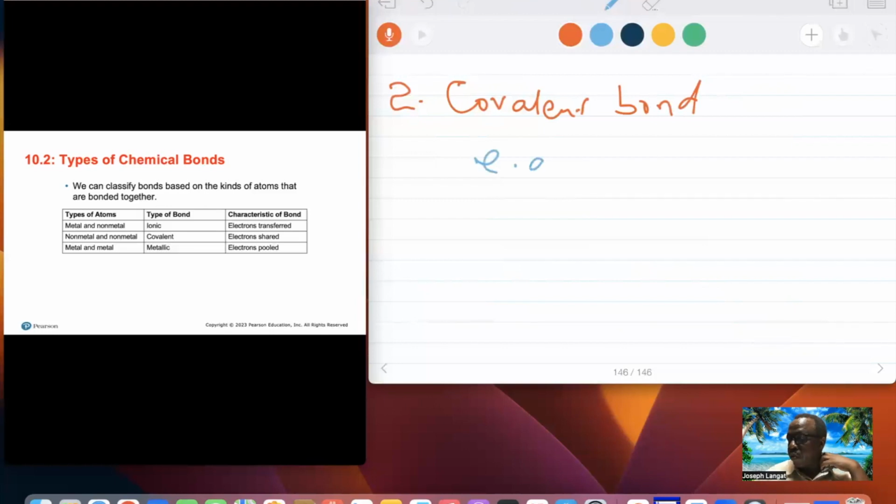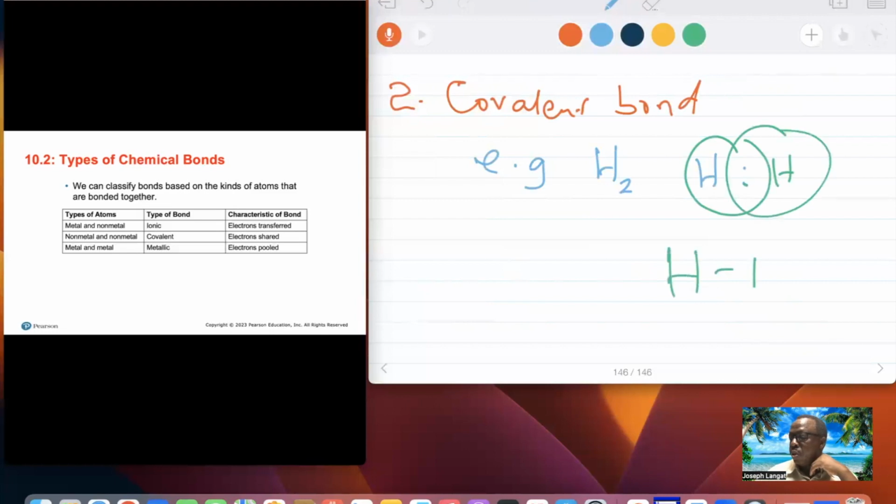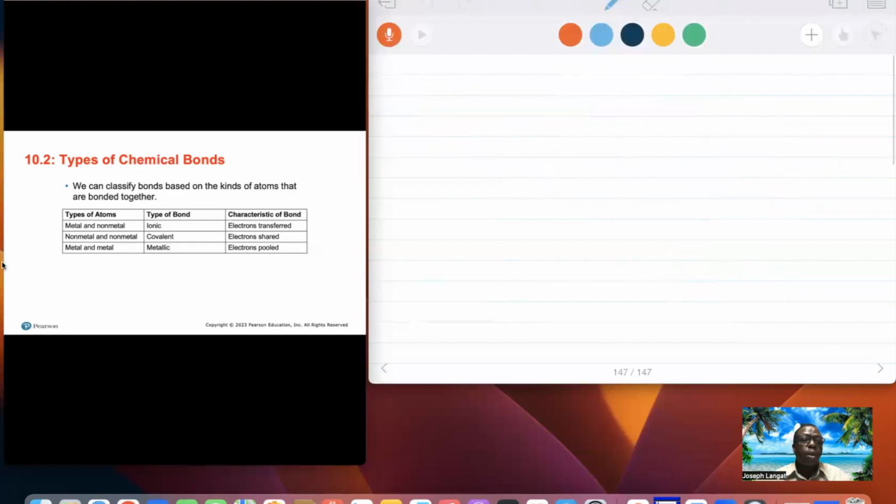For example, we have hydrogen gas. I have 1 hydrogen here and another hydrogen here. They share the electron to form a chemical bond. And then lastly, metal to metal is metallic. It's just a cation in a sea of electrons. We will look at this type of bond at the end of chapter 10.